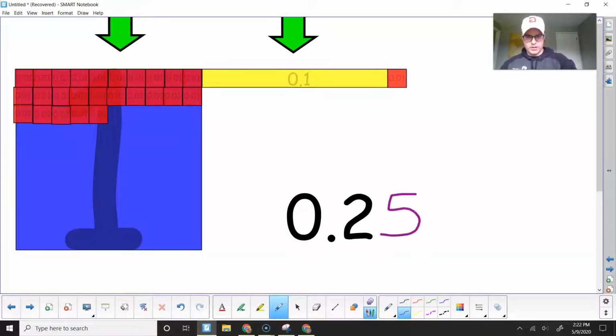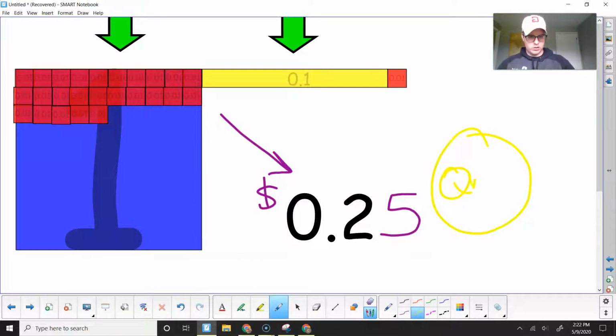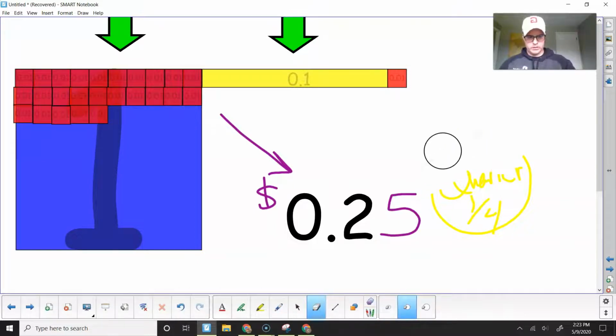What coin do you know is worth 0.25 or 25 cents? Yeah, a quarter. Well, there's a reason why it's called a quarter. It's because it is worth one fourth or 1/4 of a dollar. So if you have 0.25, you have 1/4. Pretty cool.